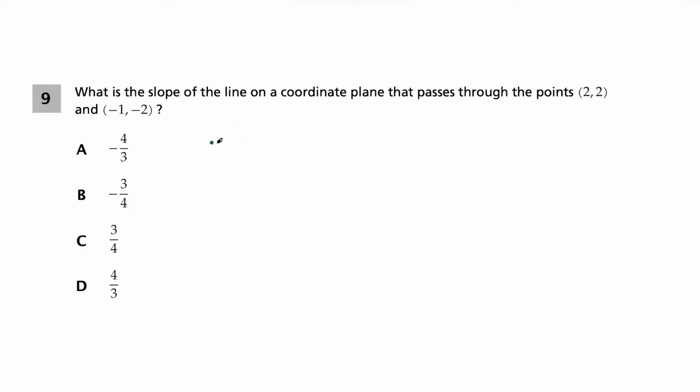For this question, all we have to do is use the slope formula. The slope formula, we have the slope m equals y2 minus y1 over x2 minus x1. And what we could do is just label these points as x1, y1, x2, y2. It doesn't matter which one you call x1, y1 or x2, y2. So here, let's say I call this one x1, y1, and I call this one x2, y2.